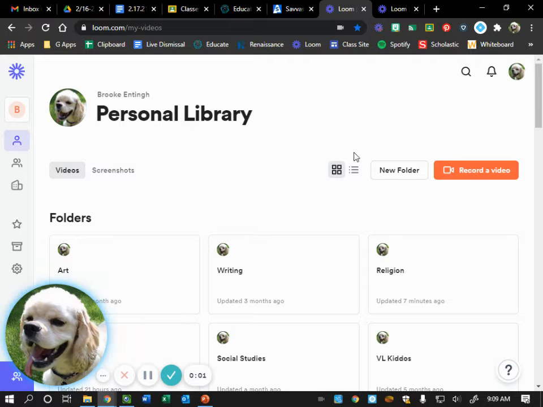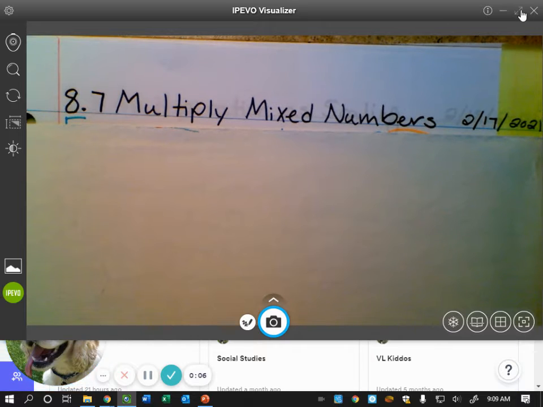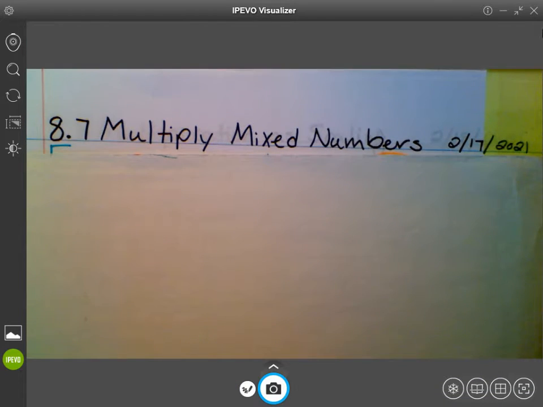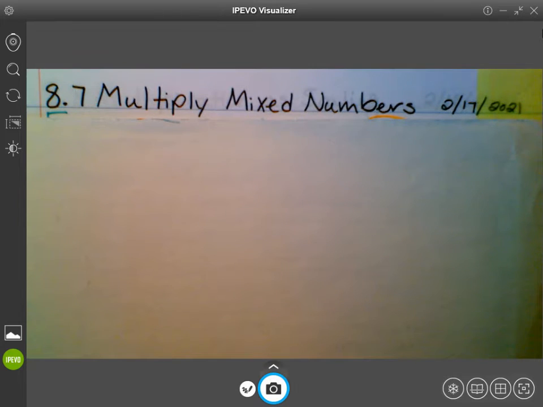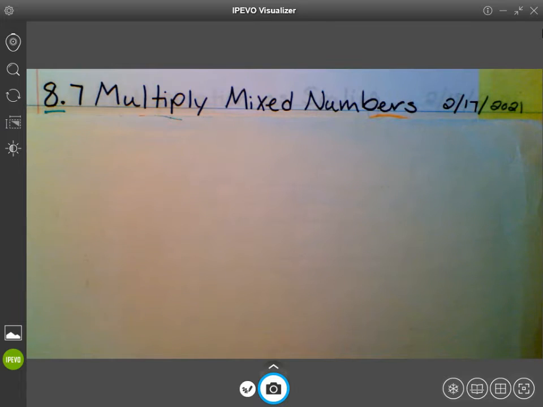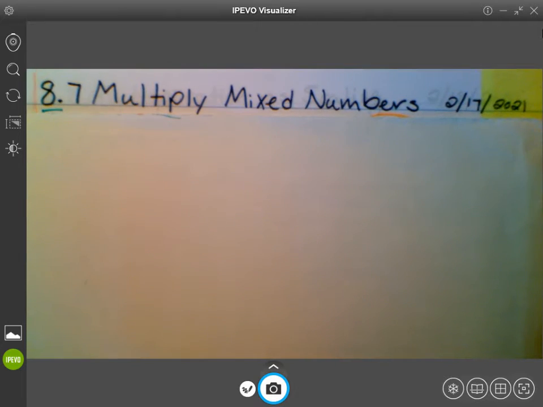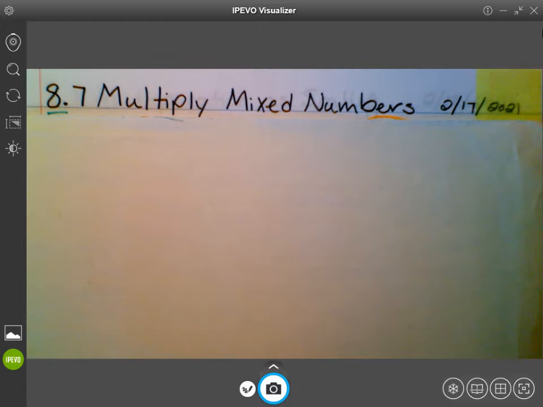Okay, so we open up to the next clean page in our math notebooks. Today's header is 8.7 multiply mixed numbers. So we've been multiplying fractions. We've gotten into the hang of multiplying the two numerators together and then the two denominators together and then seeing if we can simplify our answer when we multiply fractions. Well, now we're going to learn how to multiply mixed numbers.